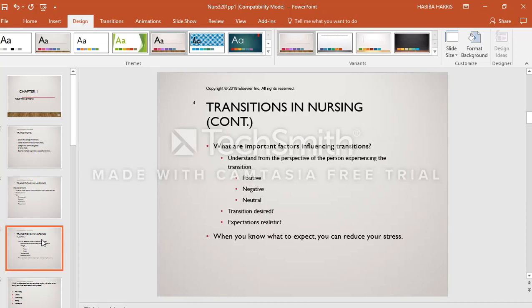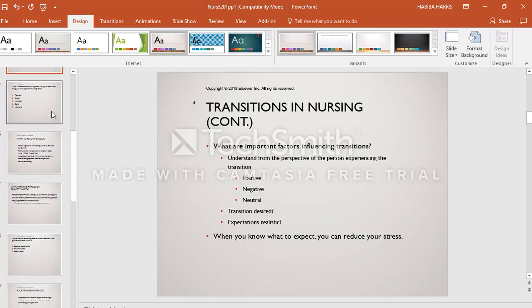So what are important factors influencing transitions? Understanding from the perspective of the person experiencing the transition, whether it's a positive transition, whether it's a negative, or whether it's a neutral. So what kind of transition it is for them, and basing how you deal with those situations from those aspects. What transition is desired, what expectations are realistic. When you know what to expect, you can reduce the level of stress. So how to approach those things is very important, to know how the person feels about the change.